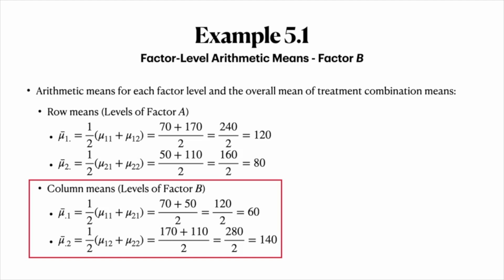Mu bar dot 2 is the mean of the values in the second column of the table, mu12 and mu22. Those values are 170 and 110, and they have an average of 140.